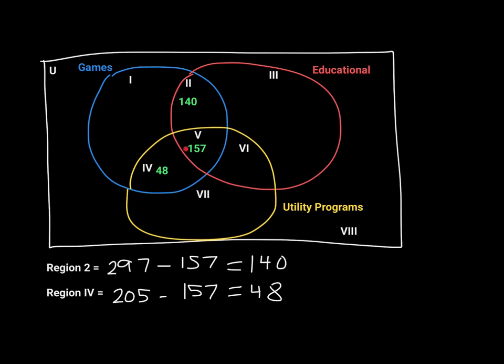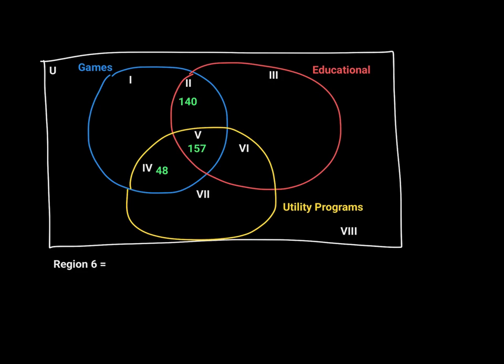We have 157 customers that purchase games and utility programs and educational software. And the thing is, if you add these two together, 48 and 157, you get 205 total customers that purchase both games and utility programs. Some of them also purchased educational, some of them did not, right? Cool. Finally, let's use the same logic to get Region 6.